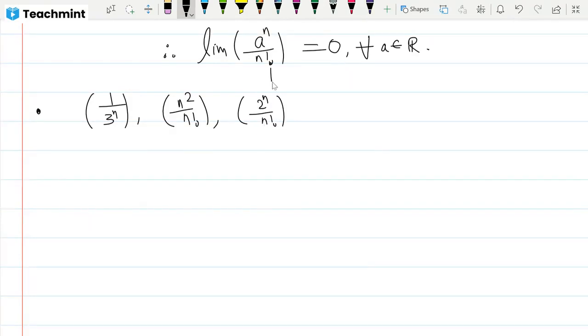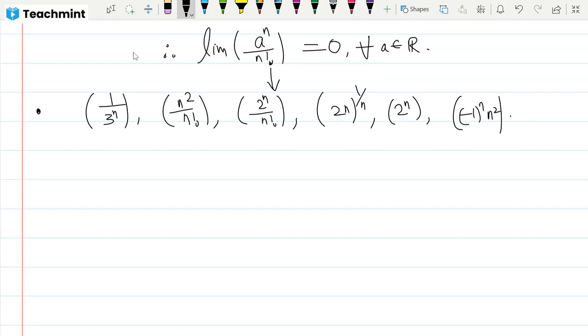This is a special case of this problem. You take a equals 0, a equals 2. And this is another problem, 2 power n whole power 1 by n. Here you need not apply the ratio test. Directly you can answer this one. You can use the ratio test for this sequence. You can also use the ratio test for this sequence. Okay, so these are the practice questions.